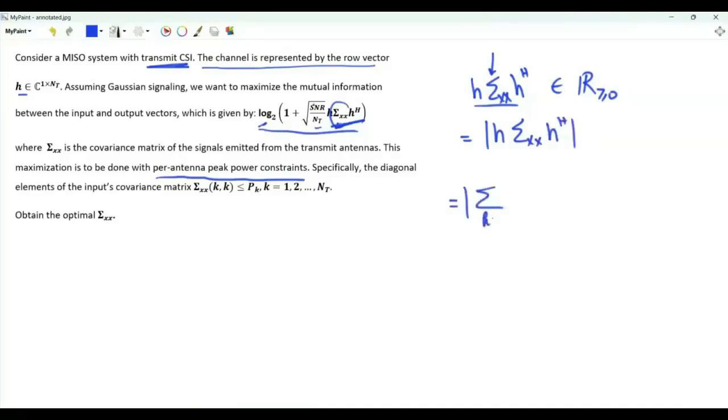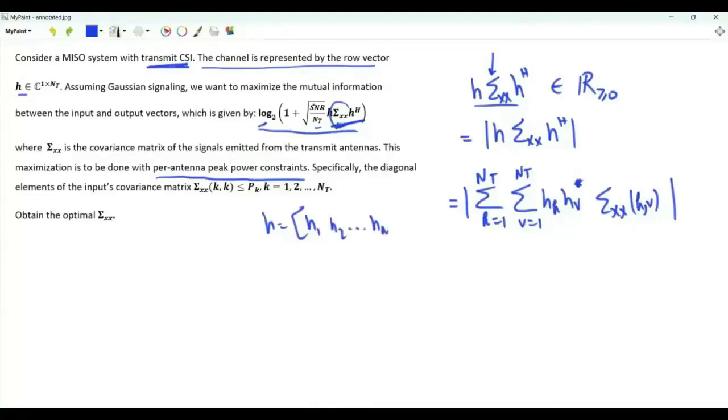The quadratic form is a double sum K from 1 to NT, V from 1 to NT, HK, HV conjugate, sigma XX, KV. Vector H has the elements H1, H2 all the way to HNT. Sigma XX KV is element KV in the transmit covariance matrix. Let's split the double sum into the terms in which the two indices are equal and the terms in which the two indices are distinct.